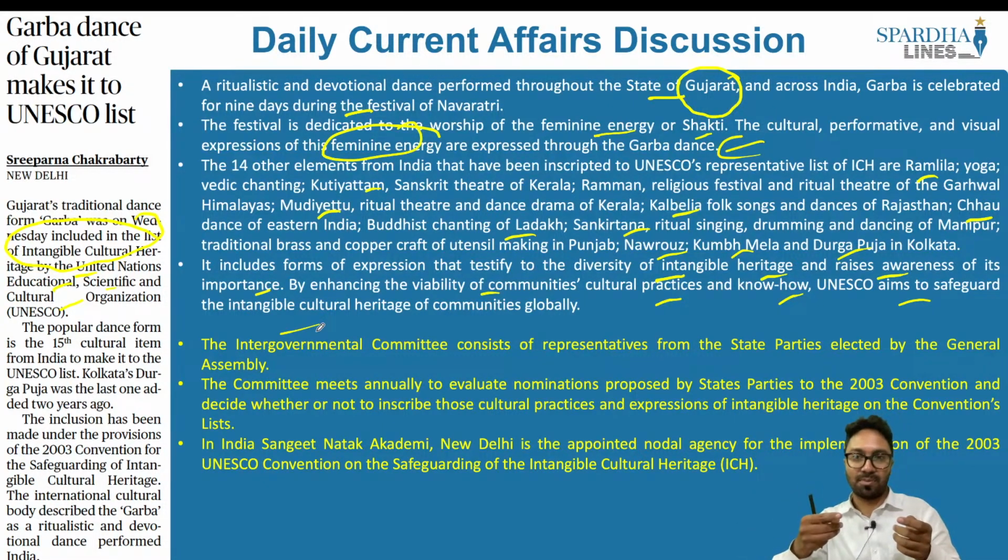And intangible basically means that which you cannot touch. For example, performing art, or for example singing of a song, or for example dance, these are nothing but the intangible ones.